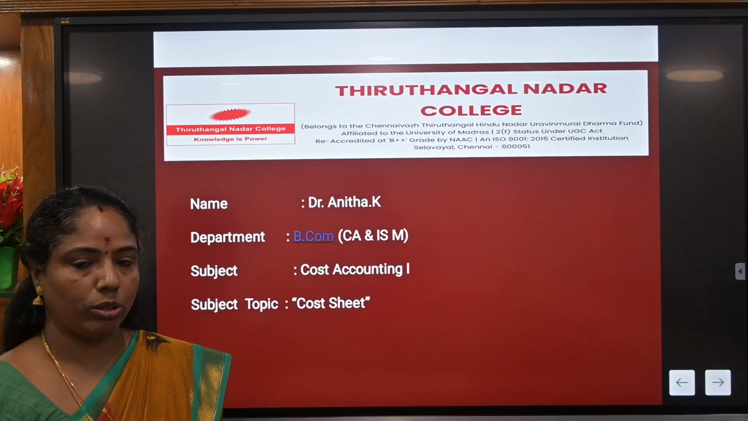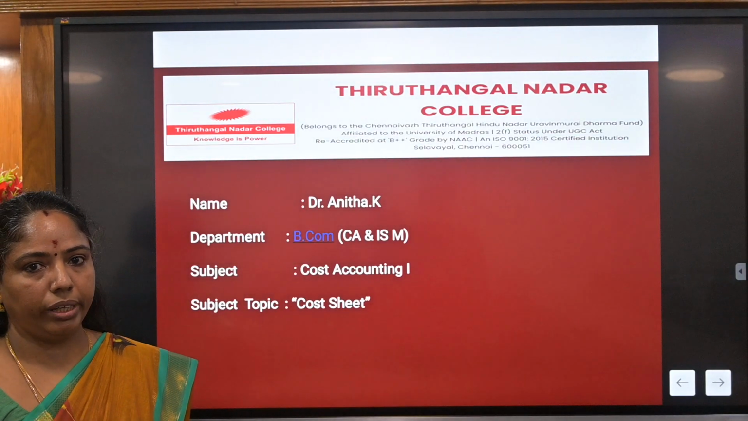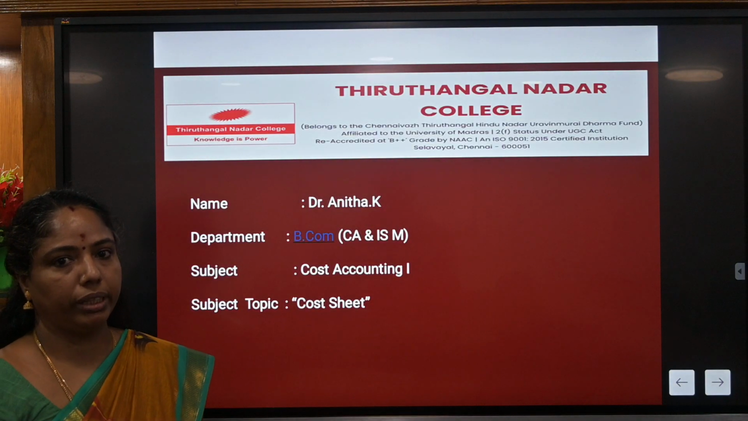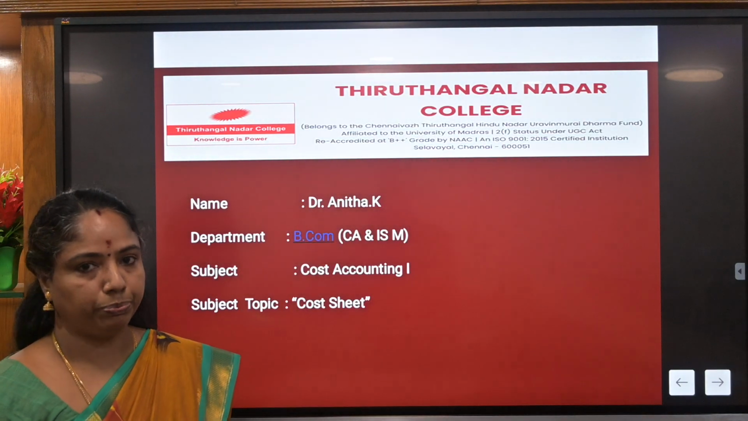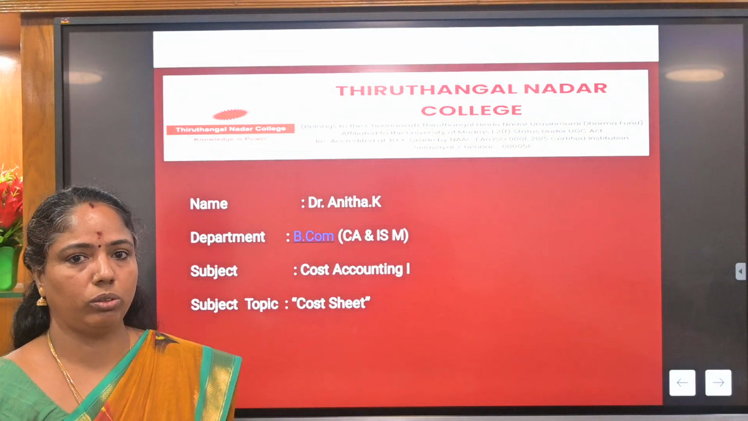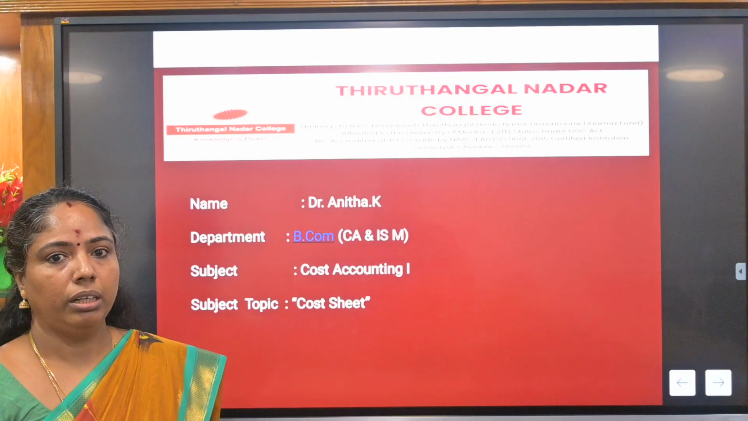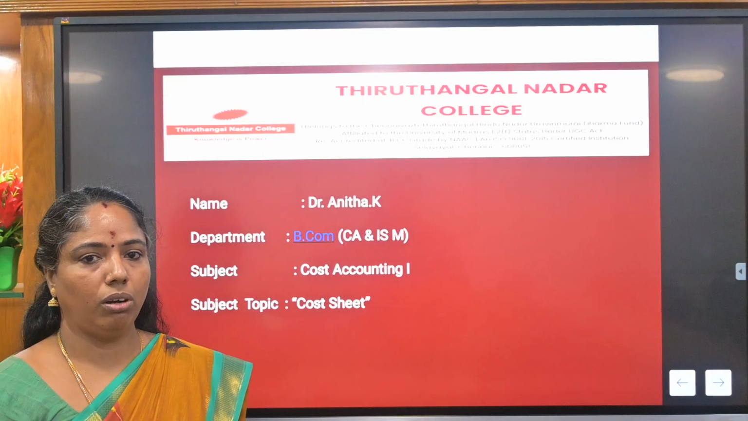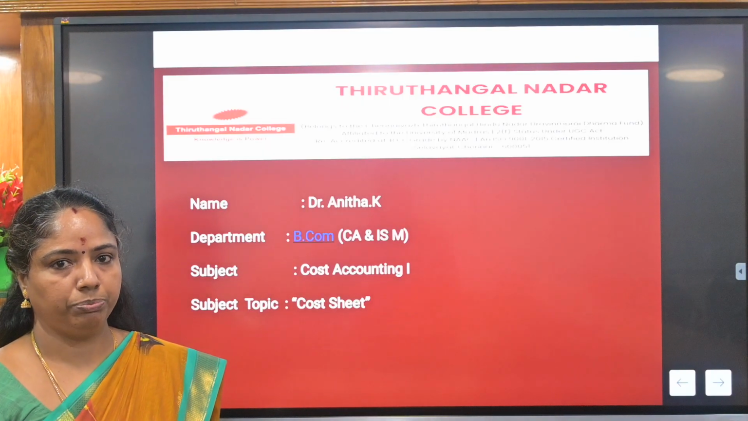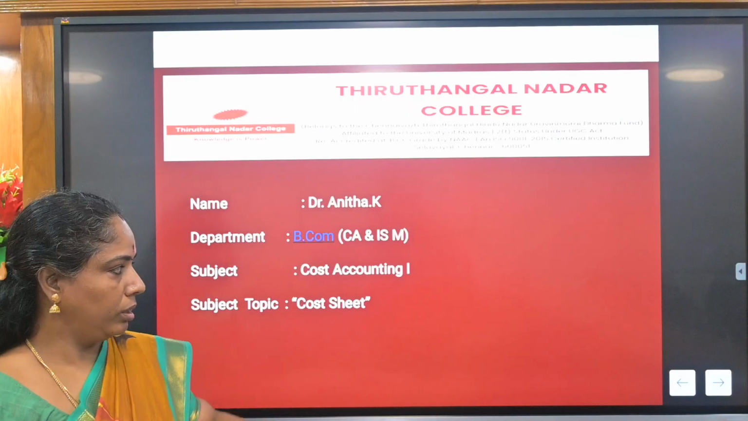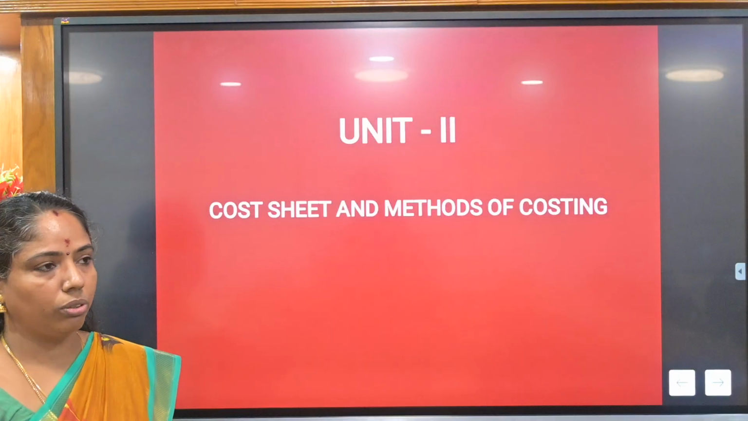That is the actual expenditure incurred on a given thing or the notional expenditure attributable to a given thing. It is called cost. For finding a product cost, we have to calculate all the expenses which are directly involved in production or indirectly involved in production. For that, we are calculating cost sheet. So, the meaning of cost sheet.